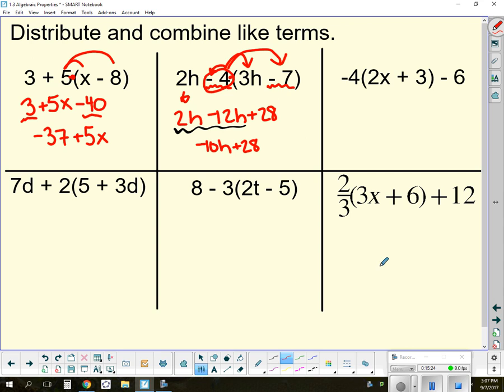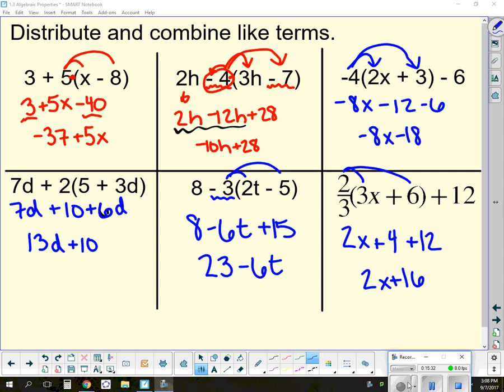Okay, go ahead and pause the video and work out the next 4 problems. Okay, check them out, see how you did. Hopefully you didn't make any sign errors. For the first problem up there, you're distributing a negative 4. This negative 6 is just minus 6 at the end. So your negative 12 and your minus 6 combine to negative 18.